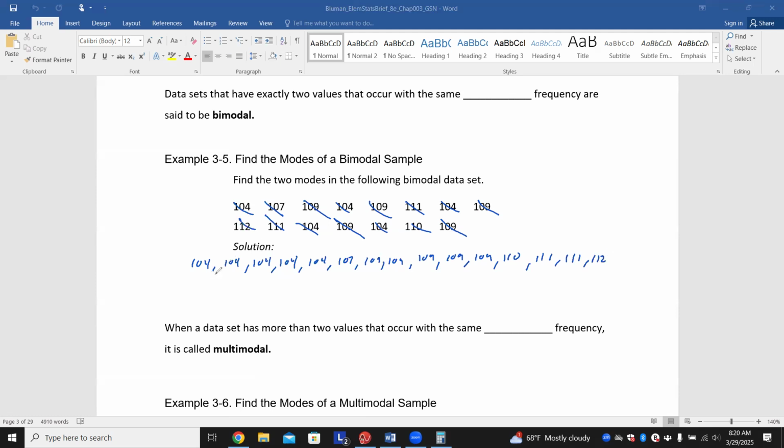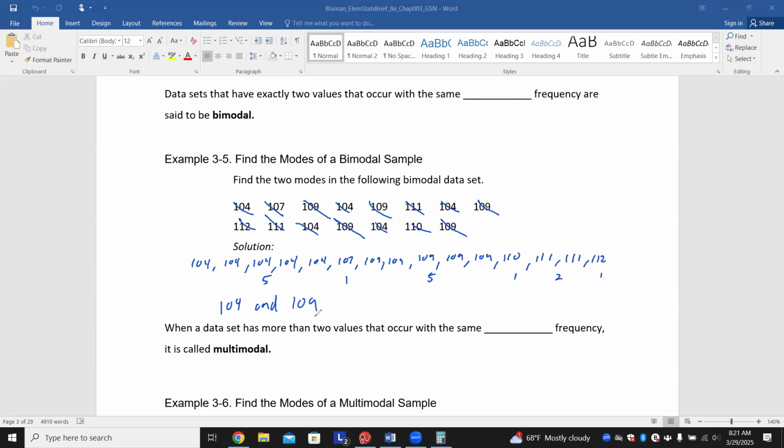So looking at this, I can see we have 1, 2, 3, 4, 5 104s, 1 107, 1, 2, 3, 4, 5 109s, 1 110, 2 111s, and 1 112. So I can see this one will have 2 answers. It'll have 104 and 109 since they have exactly the same greatest frequency.